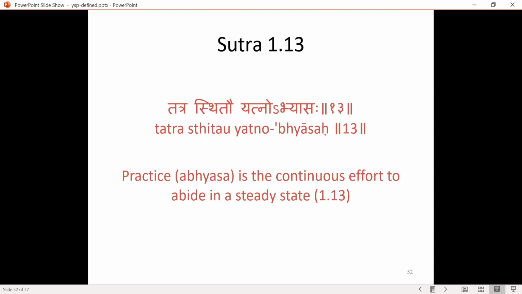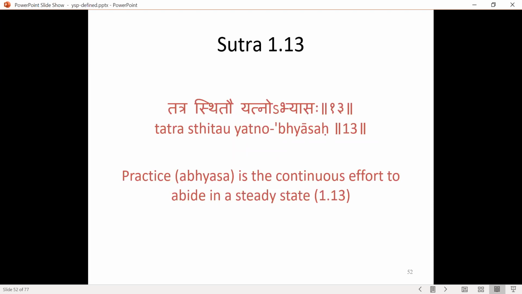All right, so we talked about Abhyasa and Vairagya. Now he's just trying to define what Abhyasa is. So the sutra is Tatra Sthitau Yatnaha Abhyasaha. I'm breaking these words: Tatra Sthitau Yatnaha Abhyasaha. The translation is: practice, or Abhyasa, is the continuous effort to abide in a steady state.